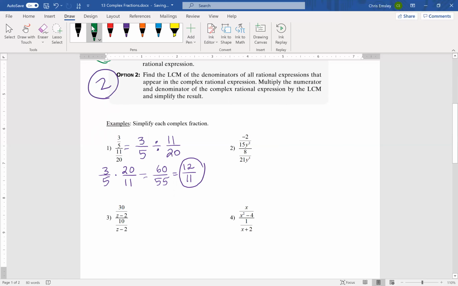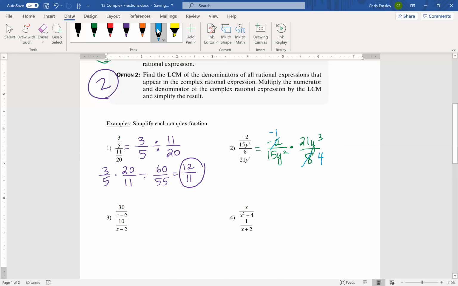Here, the numerator and the denominator are both a single fraction already, so that's good news. So all we have to do is rewrite this as a division problem, -2/15y squared divided by, so that means we are going to multiply and flip, 21y cubed over 8. This time I am going to do a little simplifying before I multiply through to make our next step easier. So I see a -2 on the top and an 8 on the bottom. Those can be both divided by 2, so that becomes a -1 up top and a 4 on the bottom.